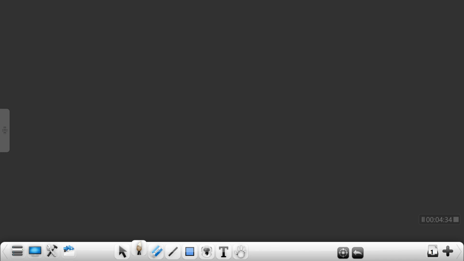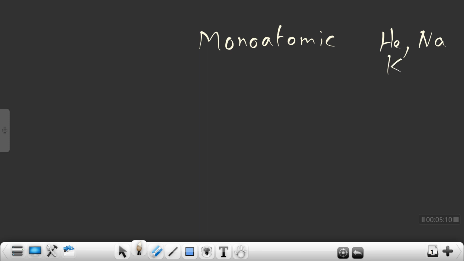And there are different types of atoms like monoatomic. Example, helium. That means, you know that atom combine to form molecules. So atom combine to form molecule. Monoatomic means its molecule contain only one atom. Example, helium, He, sodium, Na, then potassium, K.